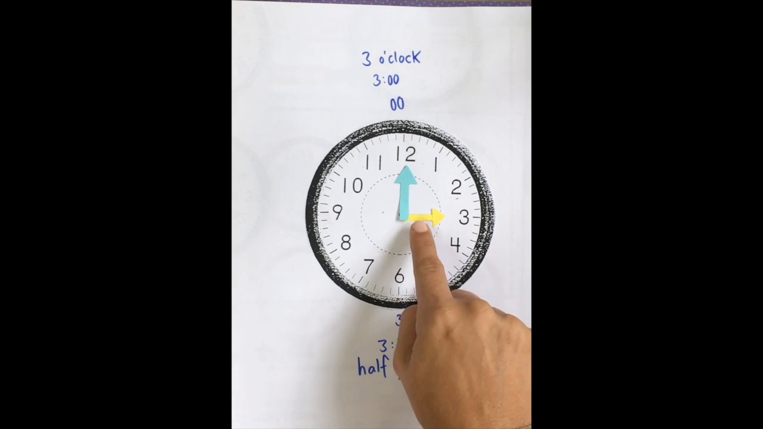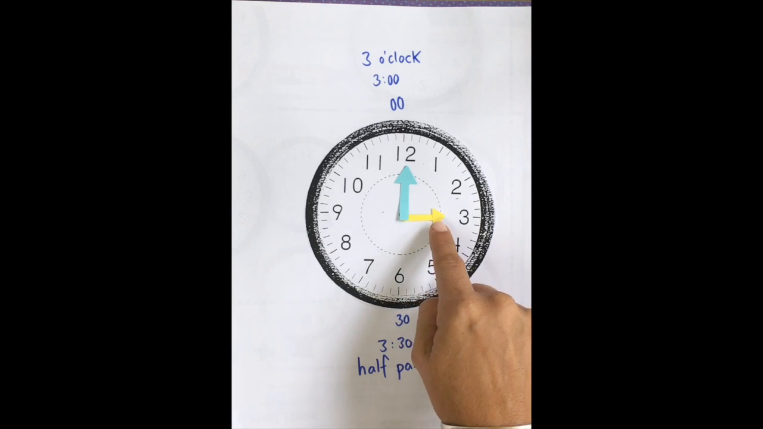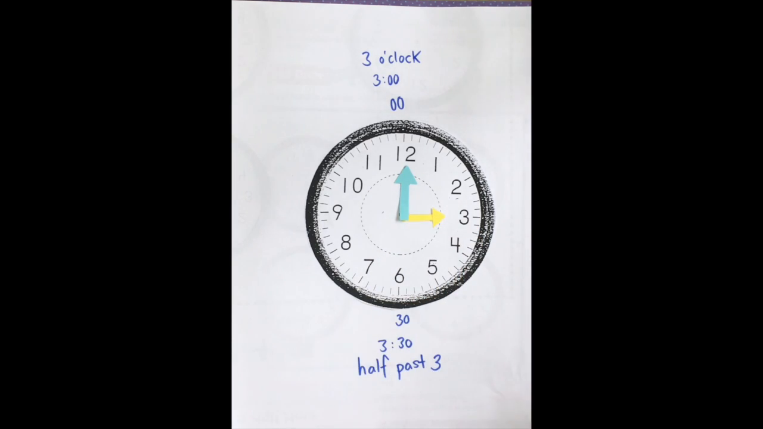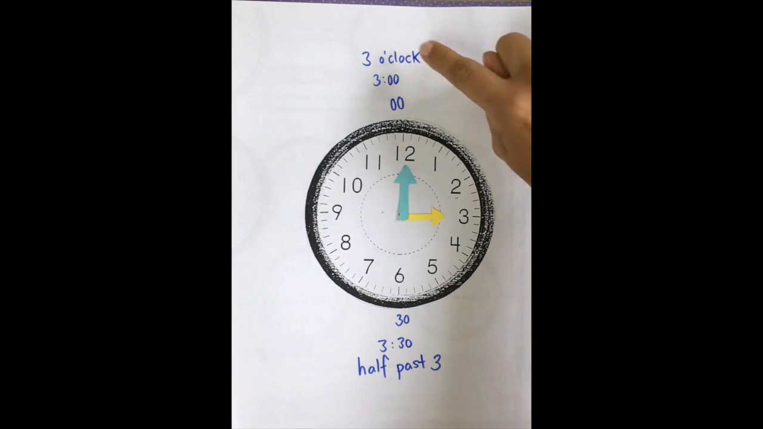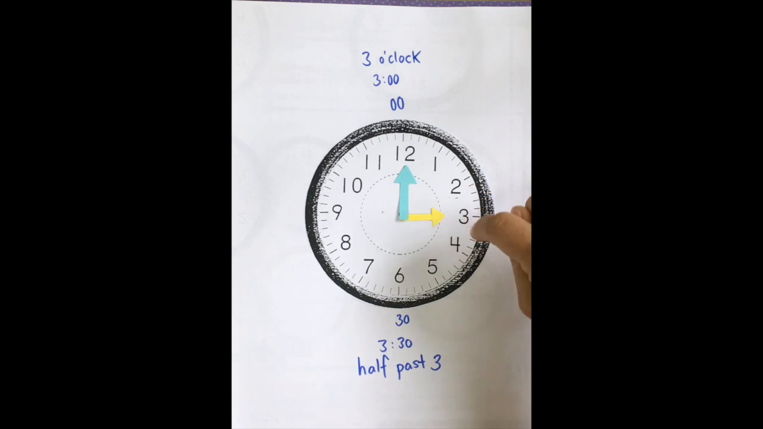Well, let's first have a look at the hour hand, which is the small hand. What number is it pointing to? 3. That's right. Okay, and let's have a look at the minute hand, or the big hand. It's pointing up to the 12, which is always 00, or what we say is o'clock. So this here is 3 o'clock.